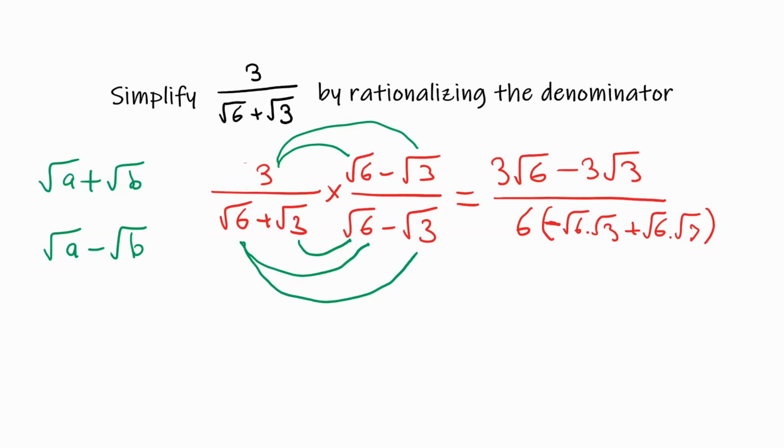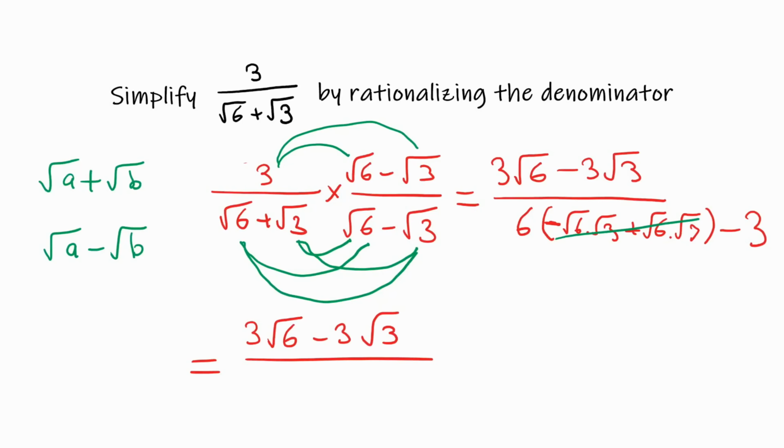And at the end, when we multiply root 3 times root 3, it's a minus sign, so it's going to be minus 3. And if we look here, minus root 3 times root 6, and then plus the same thing, it basically cancels out. So what we end up with is 3 root 6 minus 3 root 3 over 6 minus 3.